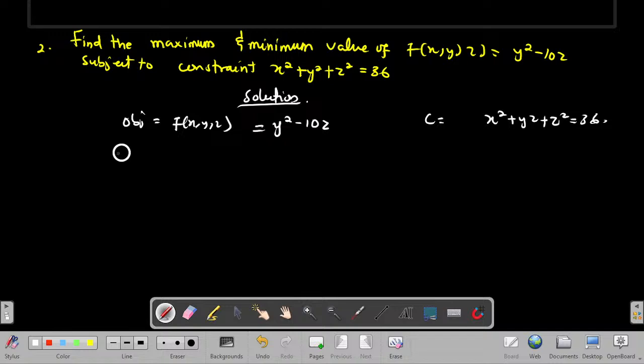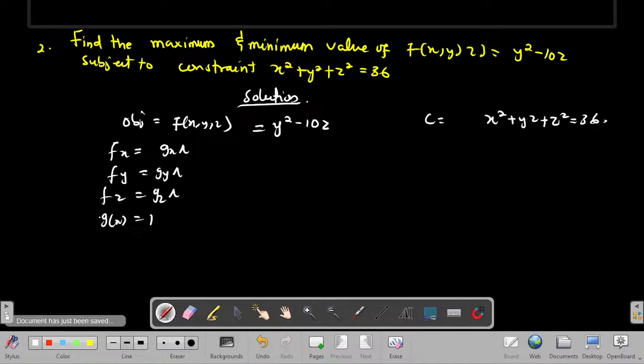So what are the equations? The Lagrange multiplier says that you find fx should be equal to gx times your lambda, where lambda is a Lagrange multiplier. You find fy is equal to gy times your lambda, fz equal to g sub z times lambda, and finally g equals your constant. That's all. So the last equation, g of x is equal to k, which is our constant.